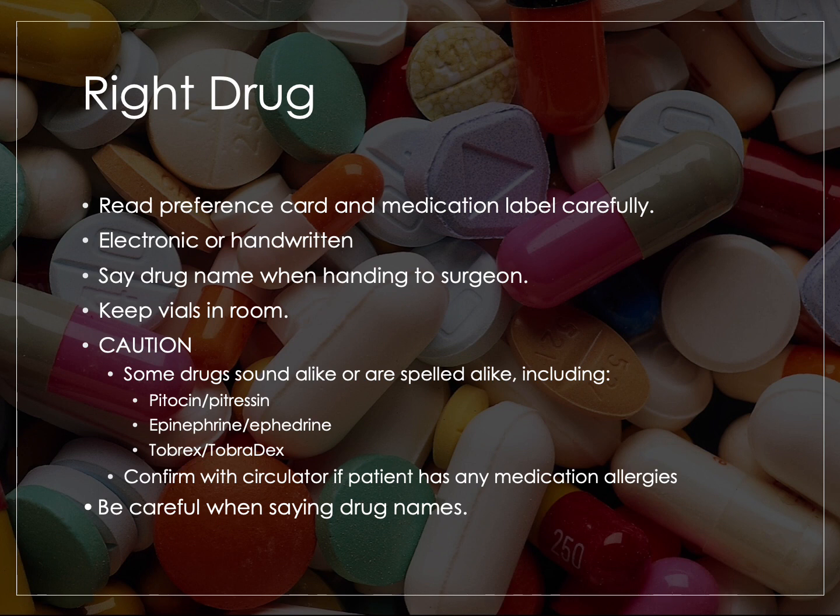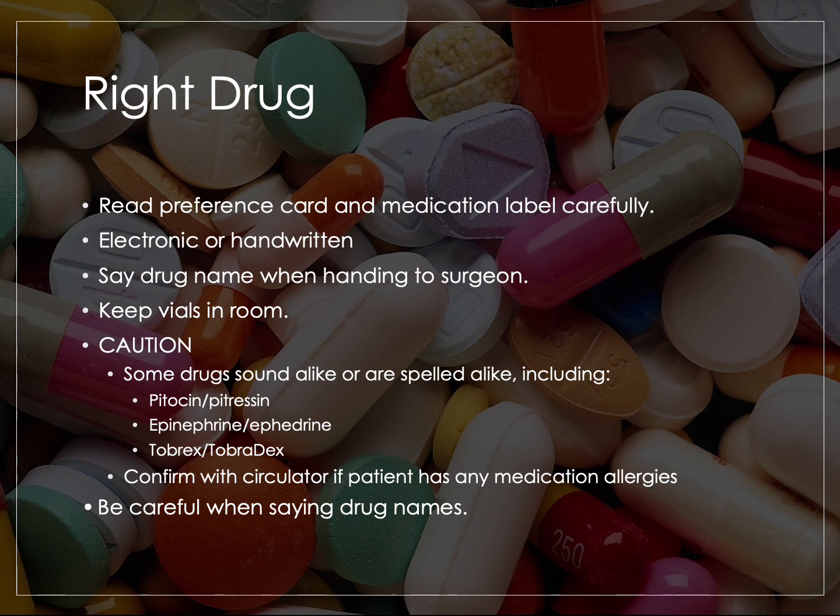The surg tech will verbalize the medications that are on the sterile field. Another way to ensure that we have the right drug is to always say the name and the strength of the drug when we're passing it to the surgeon. It's also a best practice to keep the medication vial in the room to help ensure that the correct medication is used. Medication vials serve as evidence that the proper medication was delivered to the field.